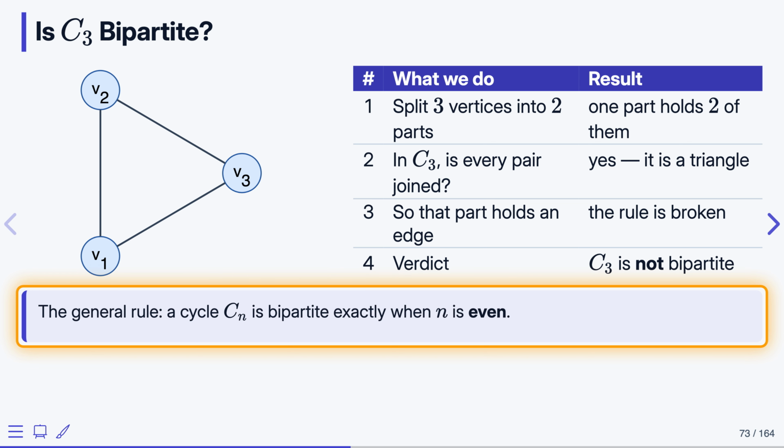And this is the general rule behind both examples. Alternating colors around a ring works only if the ring closes on a different color. That happens exactly when n is even. So an even cycle is bipartite, and an odd cycle is not.